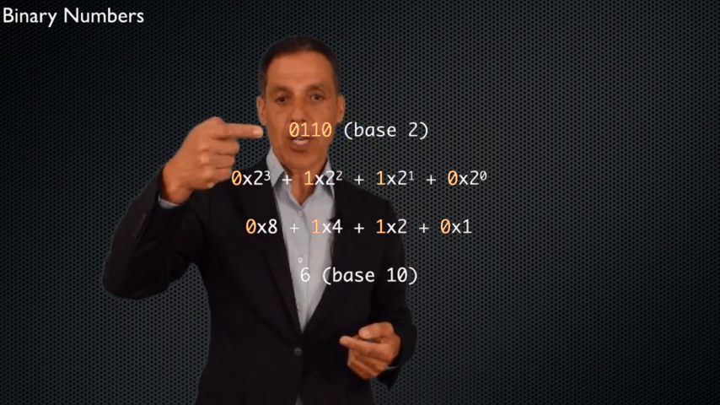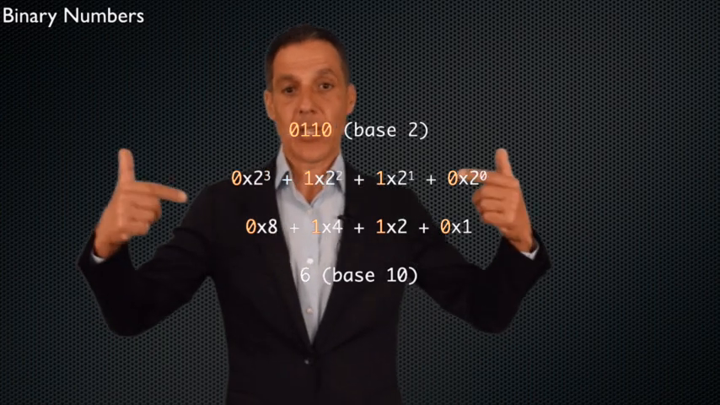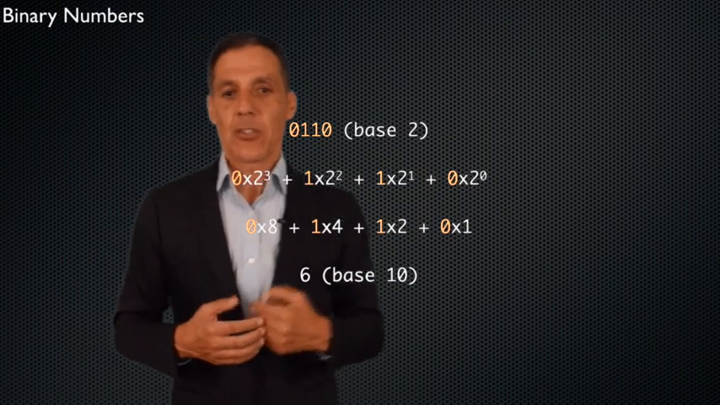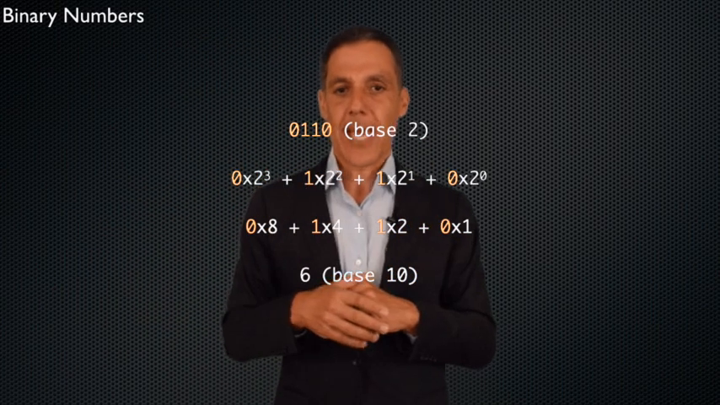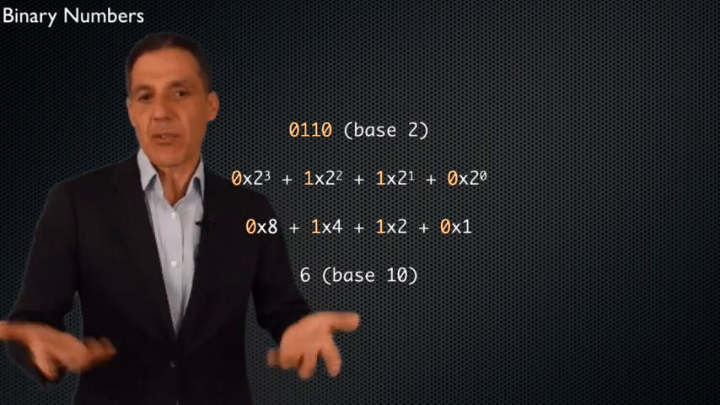Nothing right or wrong about base 2. I can represent any number that I can represent in base 10, which I can represent in base 8 or base 4 or base 16 for that matter. Okay? So the bases are arbitrary. That's the point here. They are arbitrary. We can represent all the numbers. They just have a different representation.